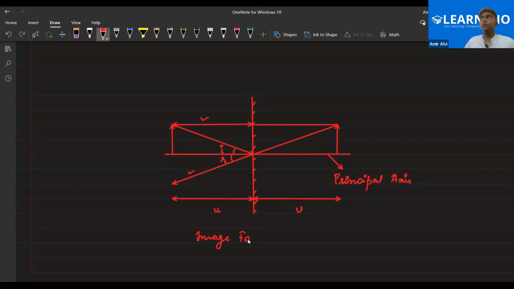There can be a 2 marker or 3 marker question, such as: what is a plane mirror, list some properties of the plane mirror, or draw the ray diagram of the plane mirror showing how the image is formed. That could be a 3 marker question for you. So you have to practice this.